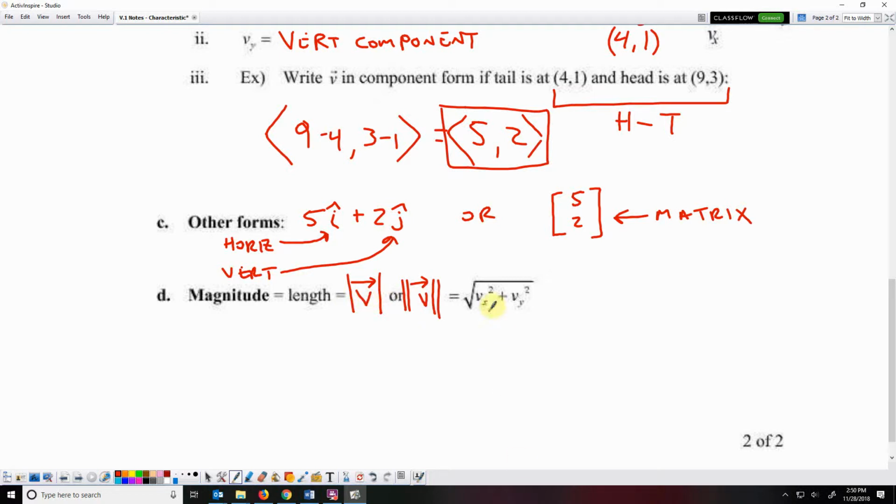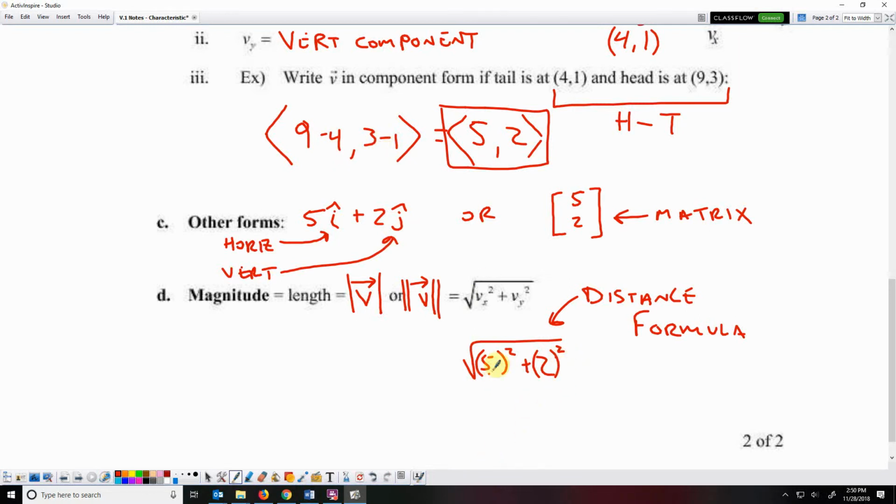And that is found by doing the square root of the vector's x component squared plus the vector's y component squared. In this case, we had x and y components as 5 and 2. So 5 squared plus 2 squared under a radical. This right here is the distance formula. So you might be thinking the distance formula has subtraction in it, doesn't it? Well, that 5 came from subtraction. 9 minus 4 squared. And the 2 was 3 minus 1 squared.